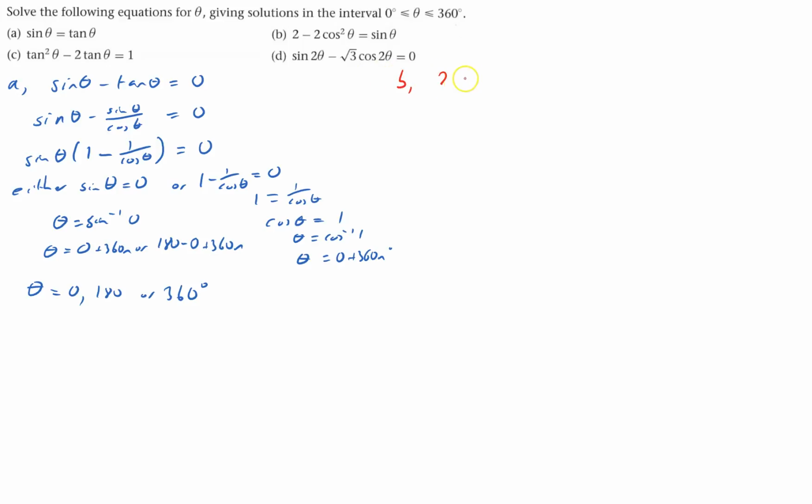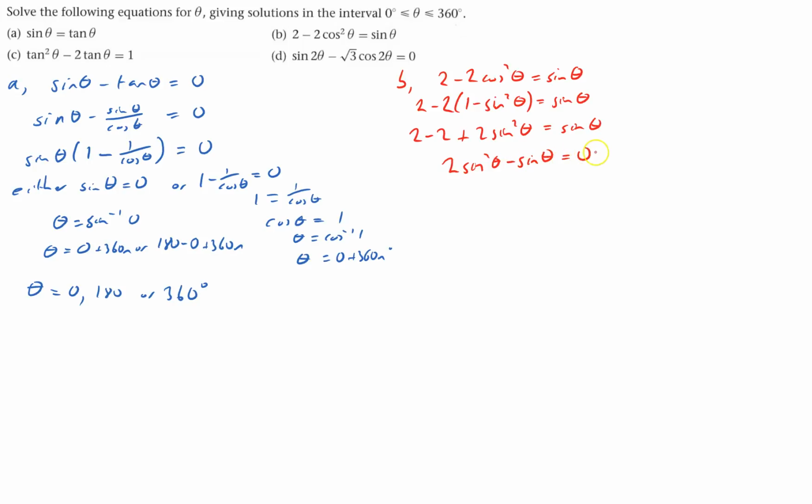So B, 2 minus 2 cos squared theta equals sine theta. There are other ways you can see what's happening here, but because it's sine theta, I'm going to change cos squared theta into 1 minus sine squared theta. That equals sine theta. Multiply the brackets, 2 minus 2 plus 2 sine squared theta equals sine theta. 2 minus 2 is nothing, so I get 2 sine squared theta equals sine theta. Get it all onto one side. So 2 sine squared theta minus sine theta equals 0.